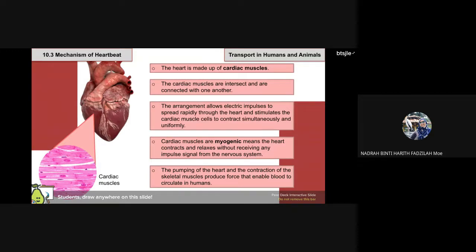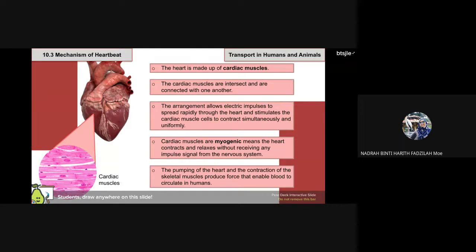Okay, sebelum ni kita dah discuss mengenai the structure of the heart, where the heart has 4 cavities, 2 atria and 2 ventricles, and between the compartments atau between the spaces, ada valve dekat situ kan. Lepas tu there are also 4 different blood vessels connected to each compartment, such as pulmonary artery, pulmonary vein, aorta and also vena cava. Okay.